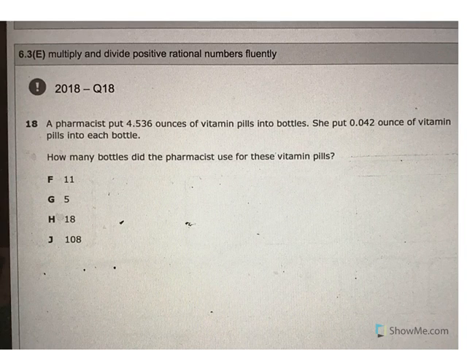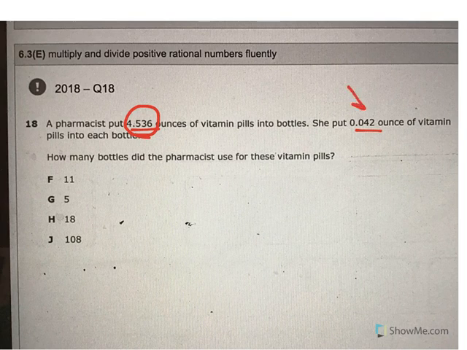So we're going to look at our first question. This is from the 2018 test. A pharmacist puts 4.536, 4 and 536 thousandths ounces of vitamin pills into bottles. She puts 0.042, 42 thousandths ounce of vitamin pills into each bottle. How many bottles did the pharmacist use for these vitamin pills? So when we're looking at this, I'm putting things in a bottle, so I know I'm dividing. So then you have to ask, what are you dividing up? Are you dividing this number or that number? Obviously, I'm dividing this number, not just because it's larger, it's because this is what I am putting, this amount of ounces into the bottles.